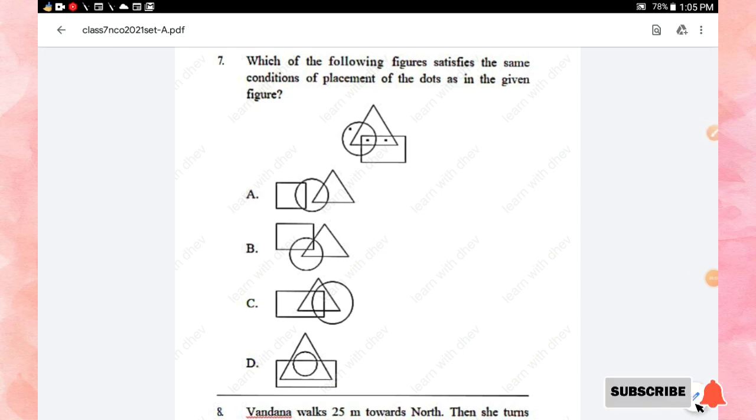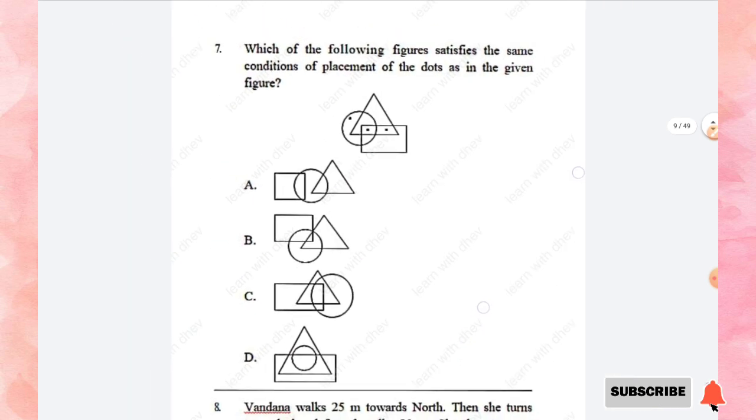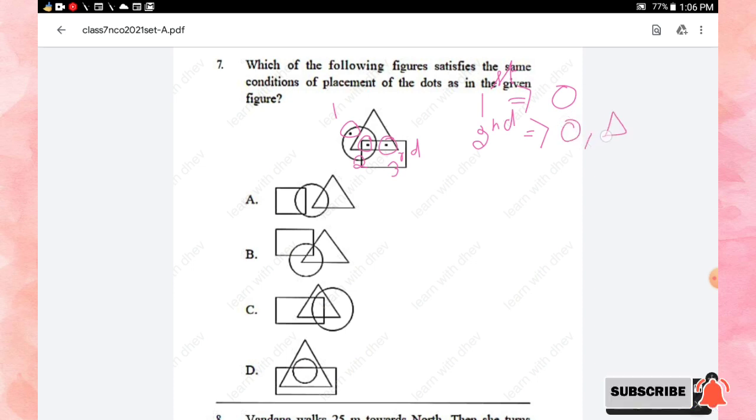Question number 7. Which of the following figures satisfies the same conditions of placement of the dots as in the given figure? So just look out. Let us take, this is the first dot, this is the second dot and this is the third dot. Now the first dot is in the region of the circle, and the second dot is in the region common to circle, triangle and rectangle, whereas the third dot is in the region of triangle and rectangle alone.